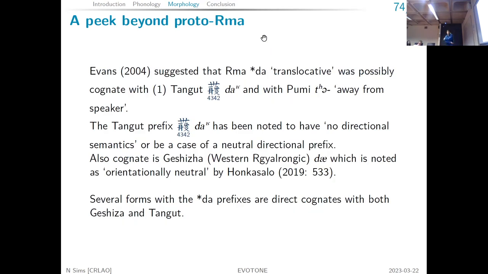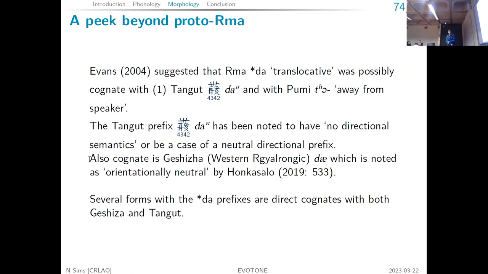Looking beyond proto-Rma to see how these prefixes fit with other languages, evidence has suggested that this Rma da was possibly cognate with Tangut da and with Kumi ta, away. So I like the first comparison, I don't think the second one works. The Tangut prefix da has been noted as having no directional semantics, it's a perfective marker, or it's been called a case of a neutral directional prefix.